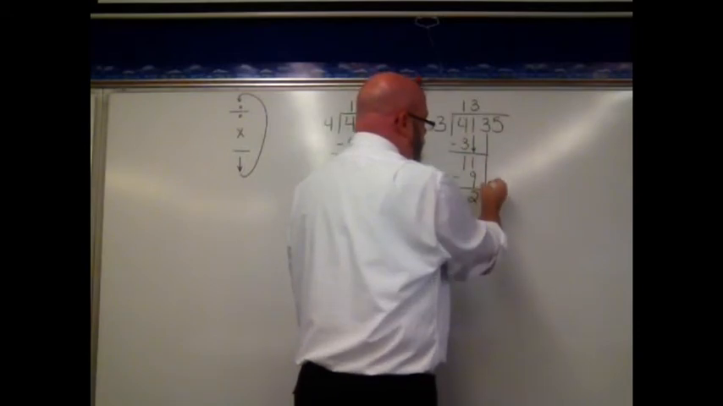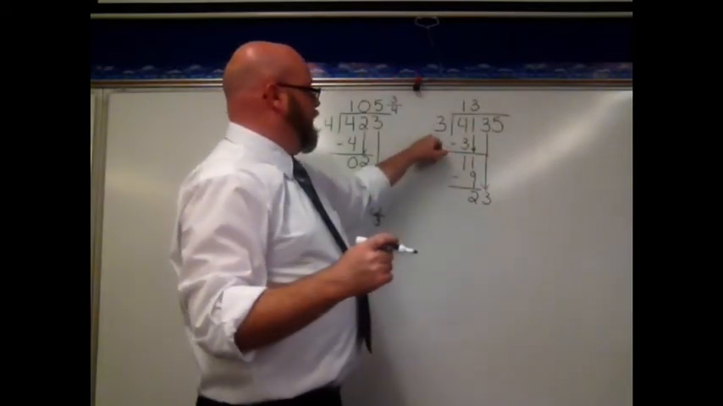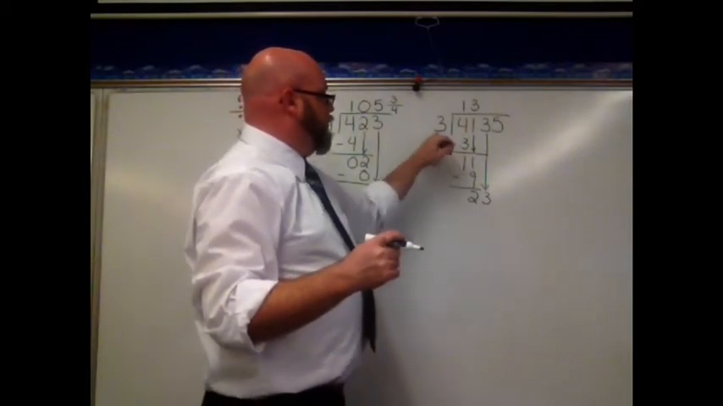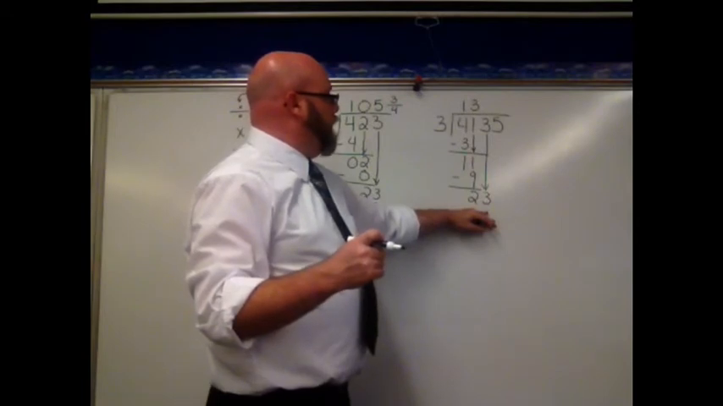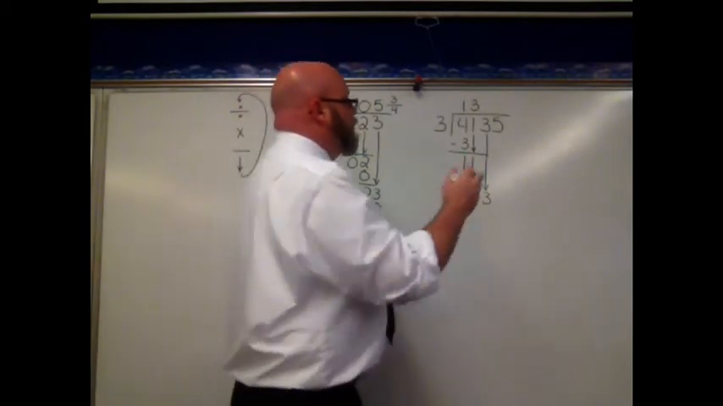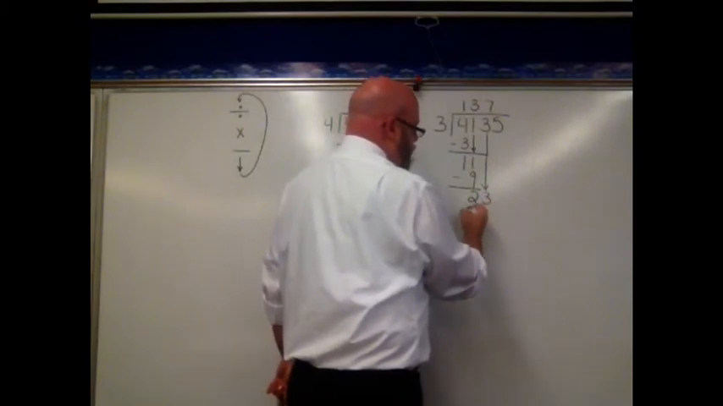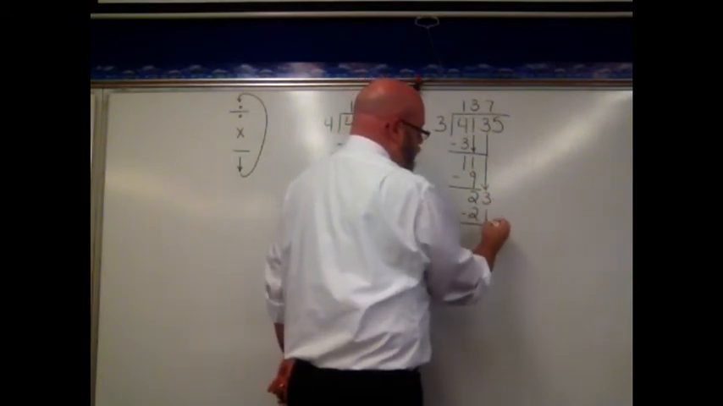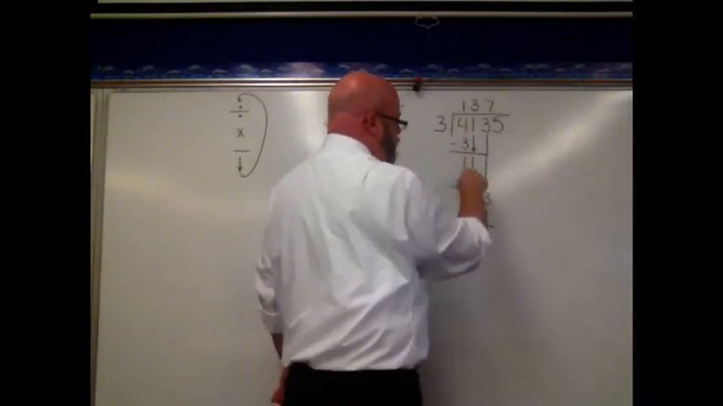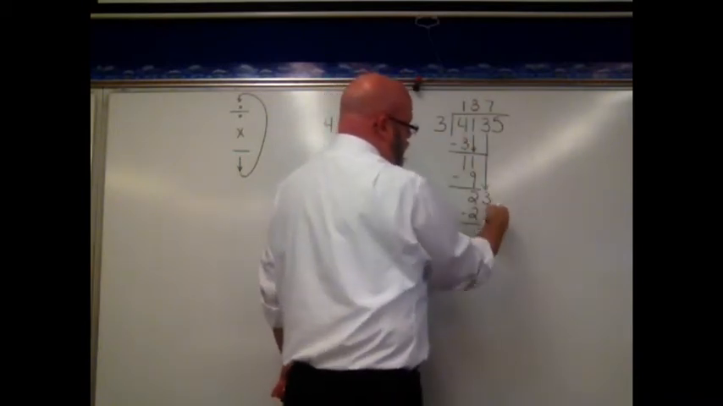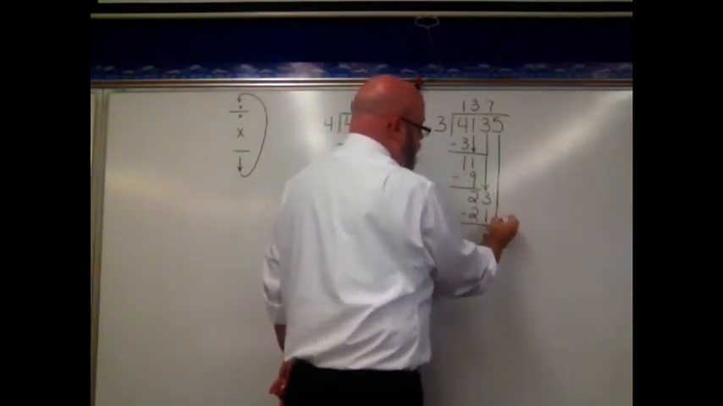Bring my 3 down. 23 divided by 3. Well, 3 times 8 is 24, but that's too much. So I'm going to think, 3 times 7. That gets me 21. So 23 divided by 3 was 7. 7 times 3 is 21. I subtract, I get my 2. Bring down my 5.